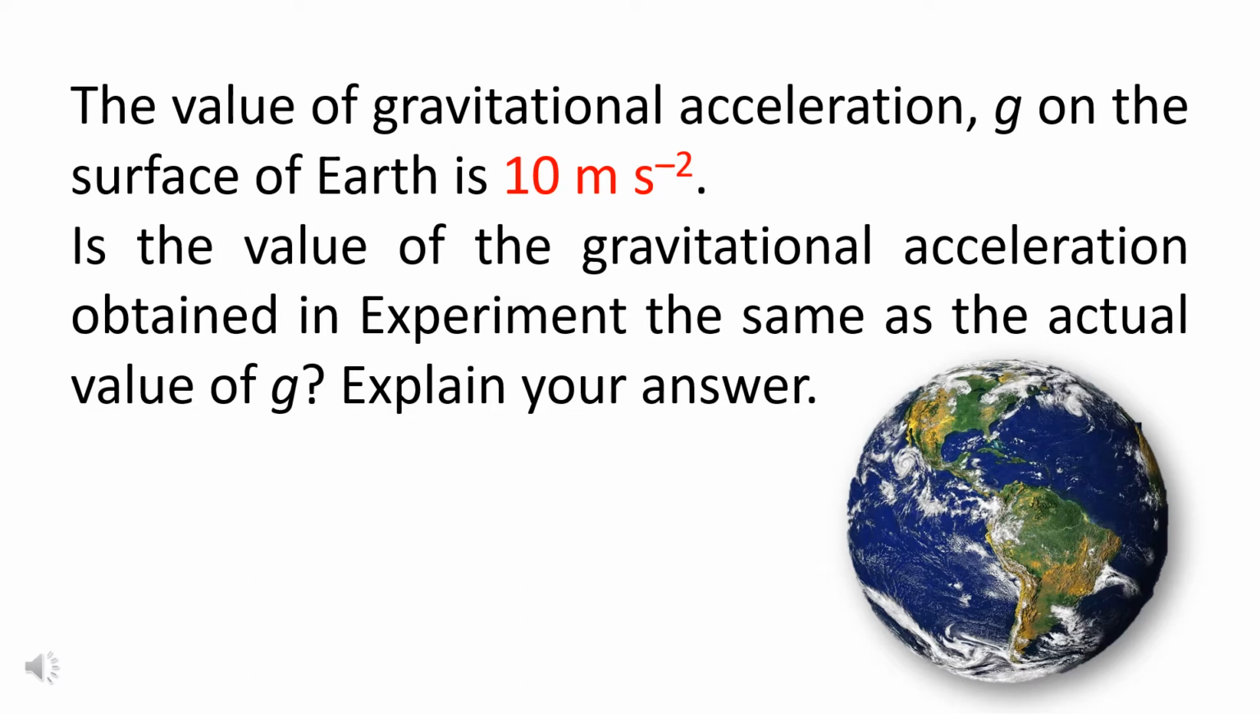Is the value of the gravitational acceleration obtained in this experiment the same as the actual value of g? At different points on Earth's surface, the free fall acceleration, g, ranges from 9.7 to 9.8 meters per second, depending on altitude, latitude, and longitude.